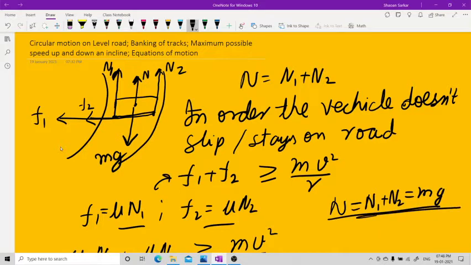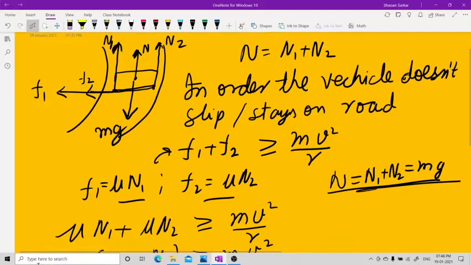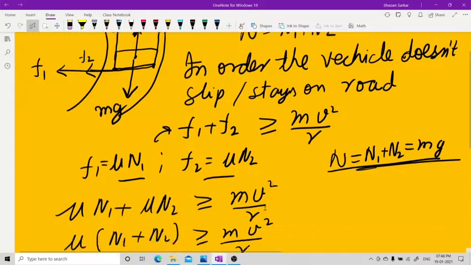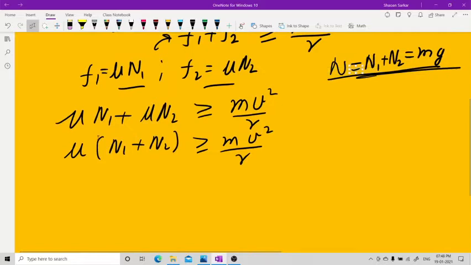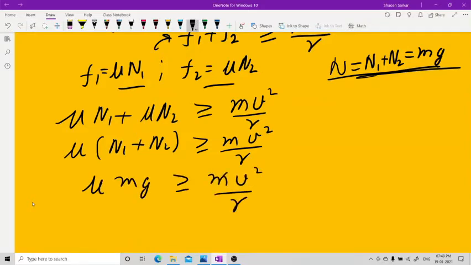This equation is going to play a very important role for me. Now I will put this equation here. Now see what happens: mu mg is greater than or equal to mv square by r. This m cancels out. Sorry, the mistake, I cancelled the wrong one. This m would have been cancelled, then this would be mu g.